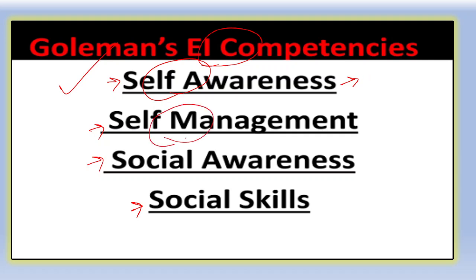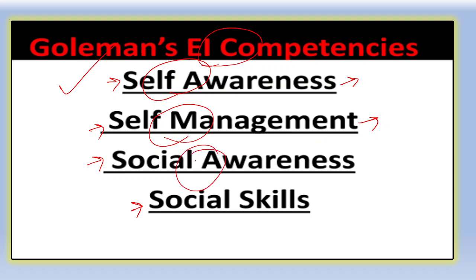Then second is self-management. How we are going to achieve our goal, which pathway we should follow, how we are going to manage the time or manage the workings that we have decided to achieve that particular goal. All that is self-management. That is, you as a specific person are going to understand, prioritize the things and manage everything to achieve your goal. And that is emotional intelligence.